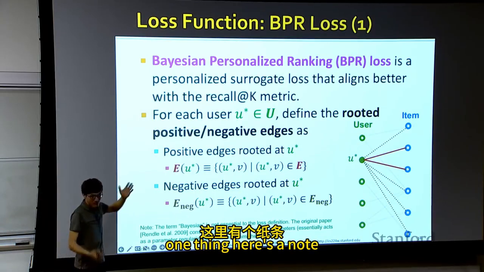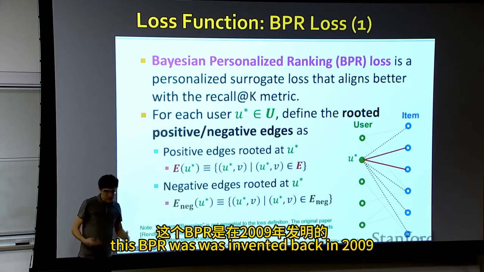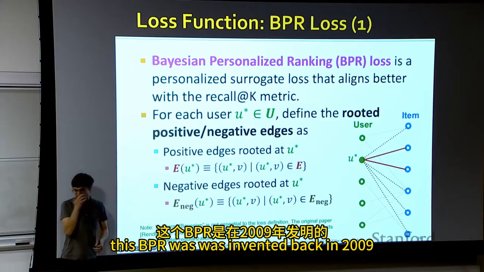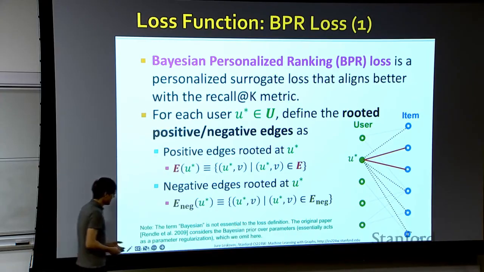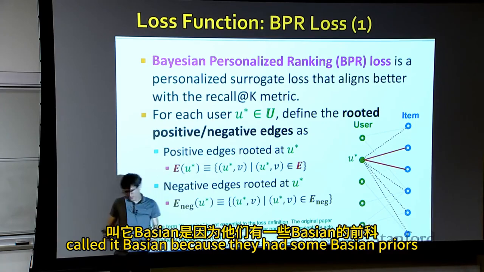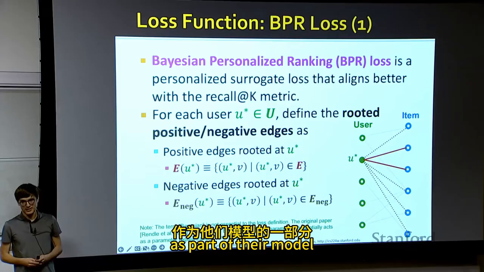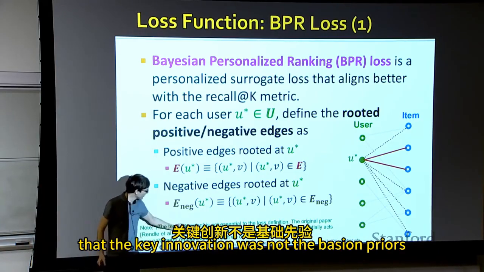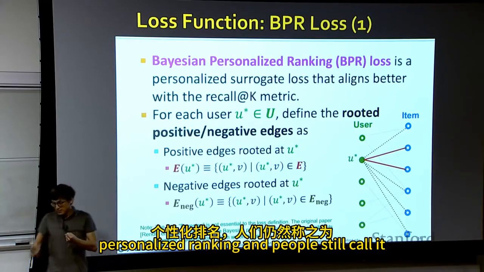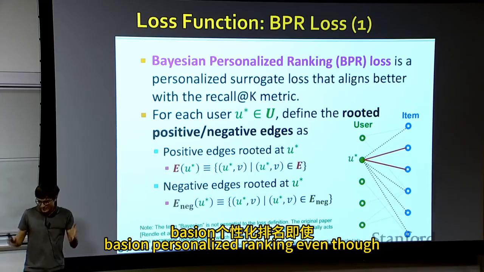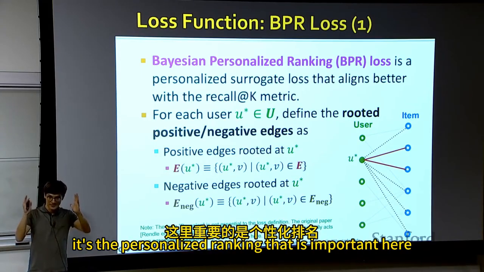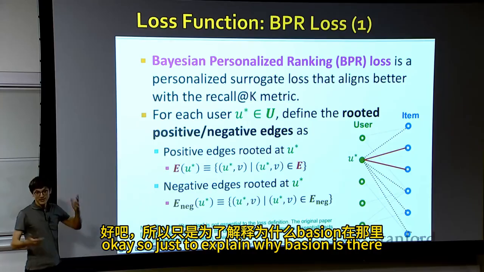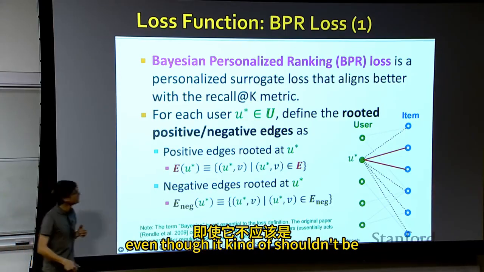So one thing, here's a note. This BPR was invented back in 2009. And at that point in time, they called it Bayesian because they had some Bayesian priors as part of their model. But it turns out that the key innovation was not the Bayesian priors, but this personalized ranking. And people still call it Bayesian personalized ranking, even though it's the personalized ranking that is important here. Okay, so that explains why Bayesian is there, even though it kind of shouldn't be.